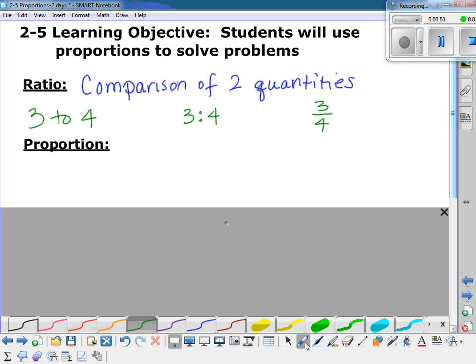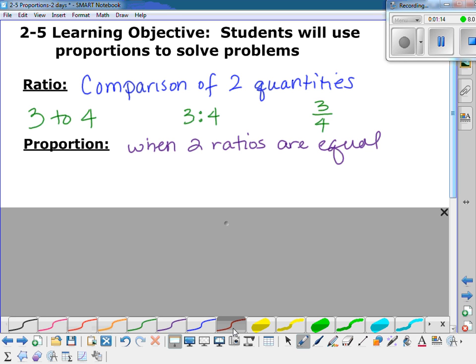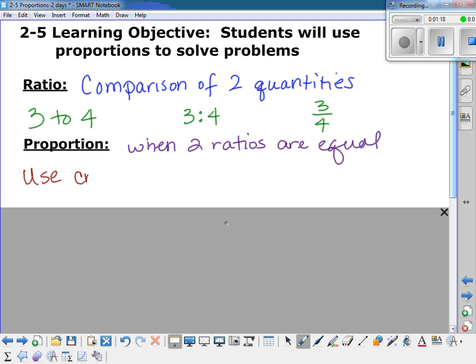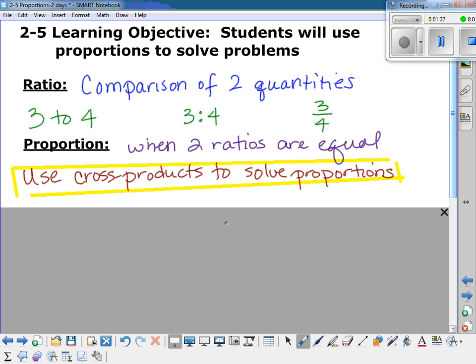And a proportion is when we have ratios that are equal. So a proportion is when two ratios are equal. So when we have two ratios that are equal to each other, we can use cross products to solve the proportions. Okay, so that's the main thing you're going to need to get from this: we're going to use cross products. All right, so you see the word product. When you see the word product, that reminds you of what operation? Multiplication, yes.